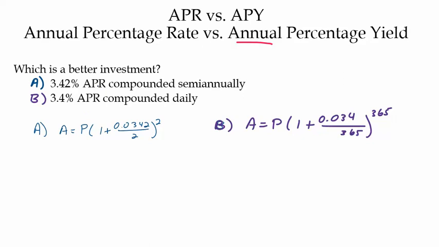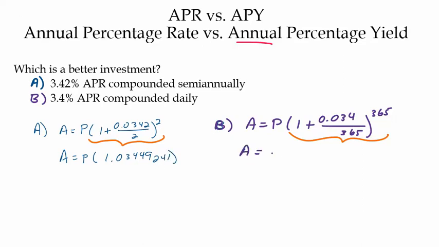Now, what I'm going to do is punch all this into my calculator, and then we're going to write out those values. So if we punch in the first one here for our investment A, we would get our principal times, I'm going to write out a bunch of these decimals here, 1.03449241. Okay, and then for investment B, the amount we would have in our account is the principal times 1.034582968. So let's take a look.